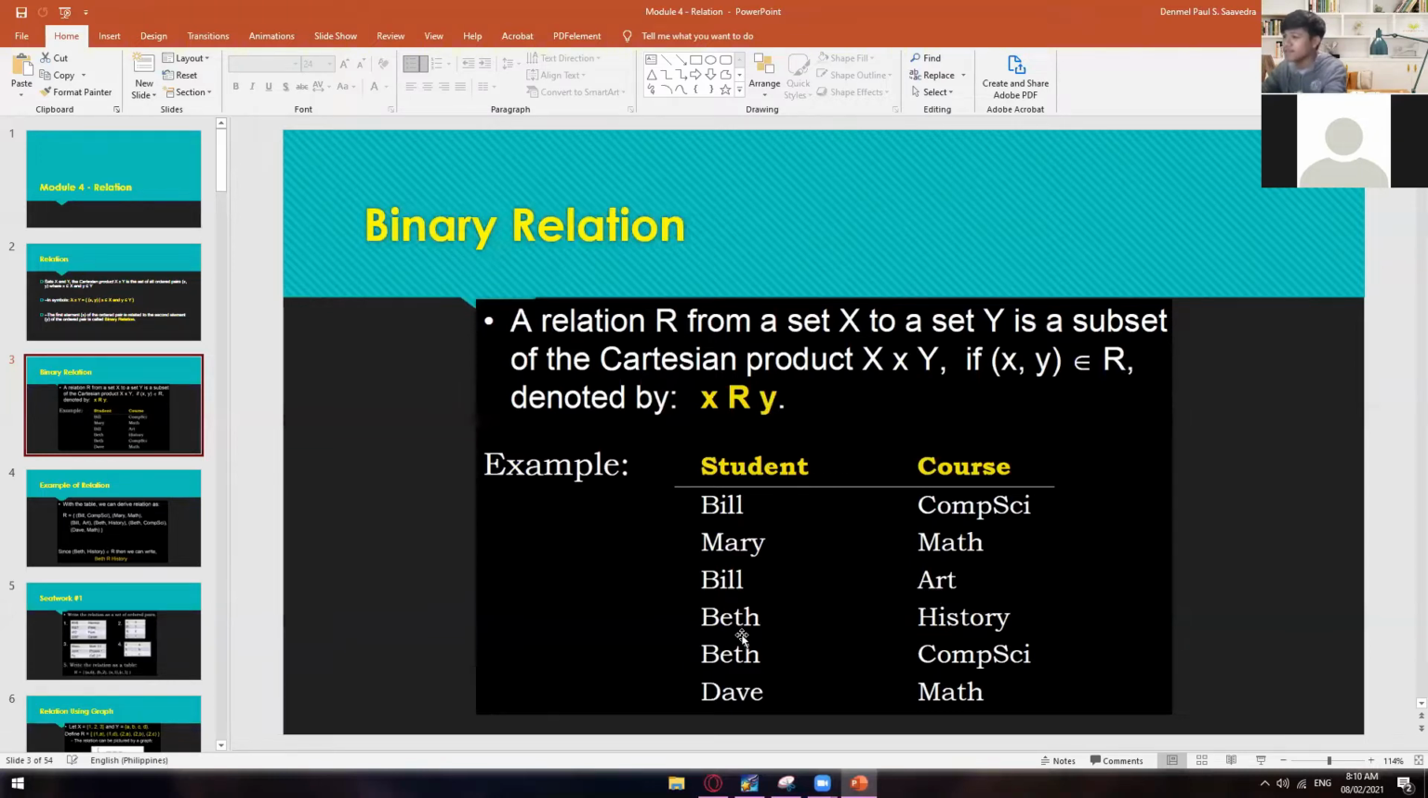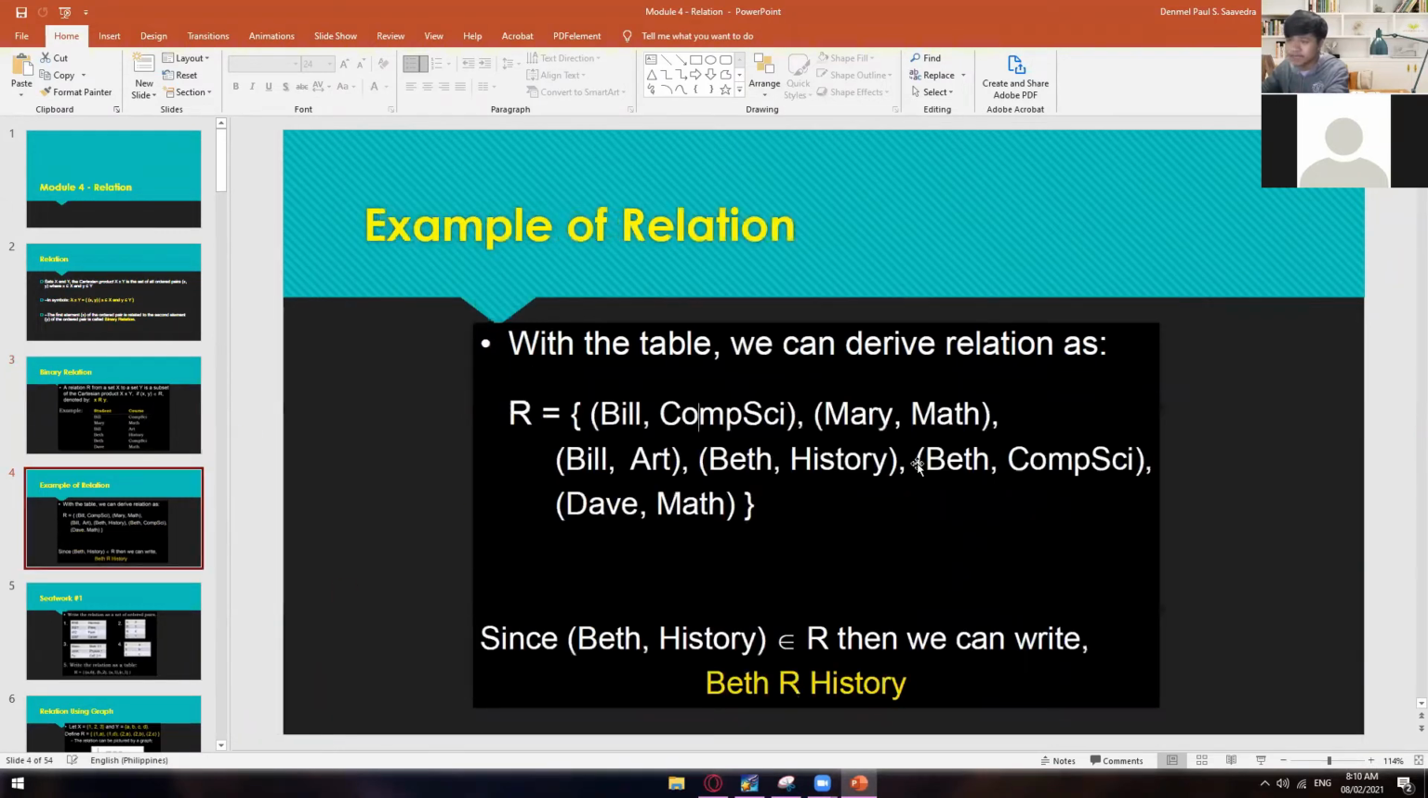Okay, and then Beth is taking history and then taking comp sci at the same time. Okay, and Dave is related with math. So that's the relation. Okay, so you could say that each one of them has one course or two courses. Okay, so that's their relation. So let's have another more example when it comes to relation for you to understand this one.